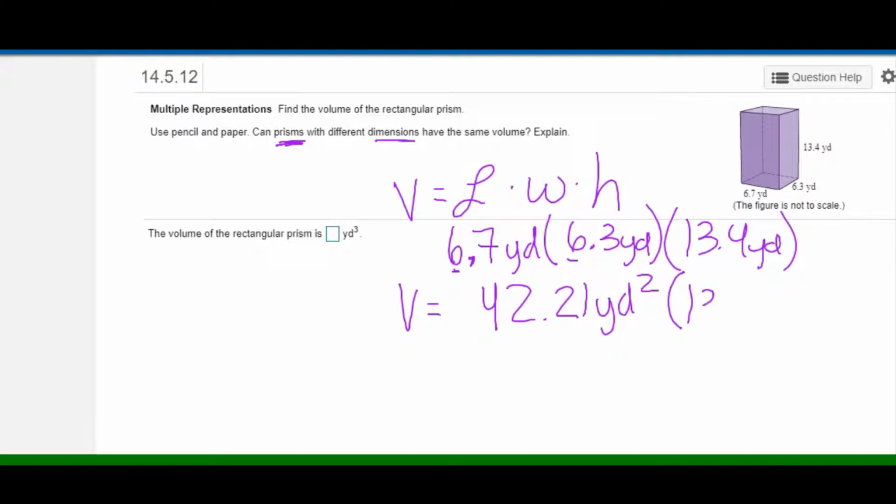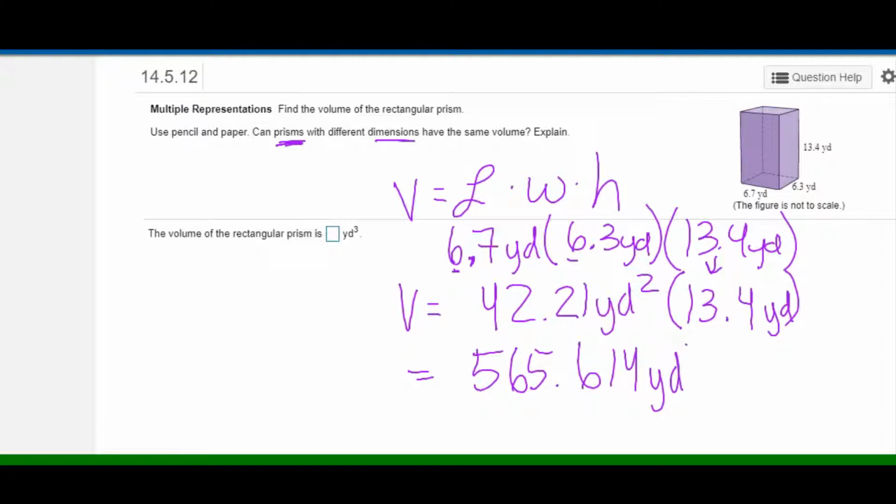And then I need to multiply that, and bring down everything I didn't use. So 13 and 4/10 yards. So now I have to multiply 42 and 21/100 times 13 and 4/10, and I end up with 565 and 614 yards cubed.